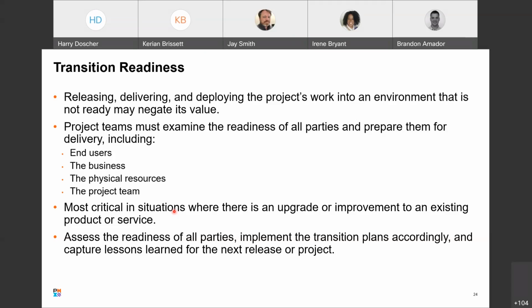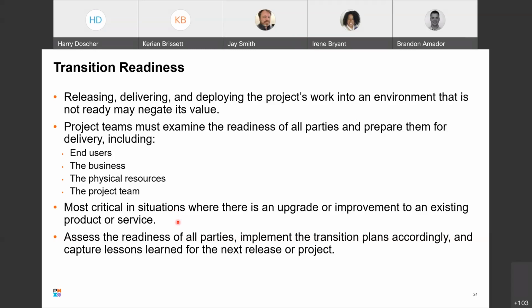The people that you need to prepare are the end users, the business. Make sure that you have the physical resources necessary to deploy that particular phase or that particular project. And then also make sure that the project team is aware of when it needs to be deployed and that all of the proper preparation has been done by the project team to allow that particular product to be deployed.